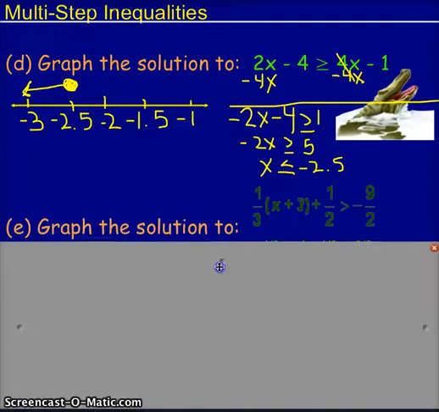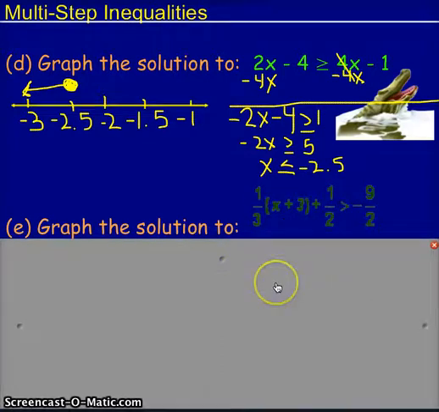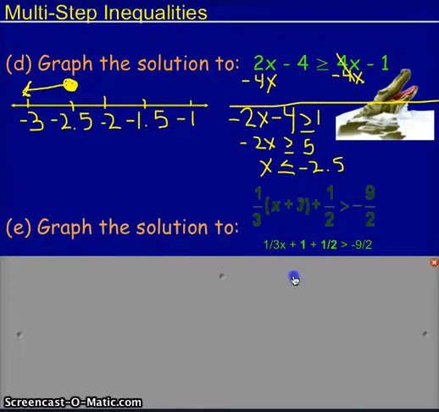Here we have a fraction. So hopefully you're a little bit more comfortable with them now from the last video. We have 1/3 times the quantity x plus 3 plus 1/2 is greater than negative 9/2. So the first thing you want to do is distribute the 1/3. You want to multiply it by x and by positive 3. So 1/3 times x is 1/3 x. 1/3 times 3 is 1. Then we have our plus 1/2 is greater than negative 9/2.